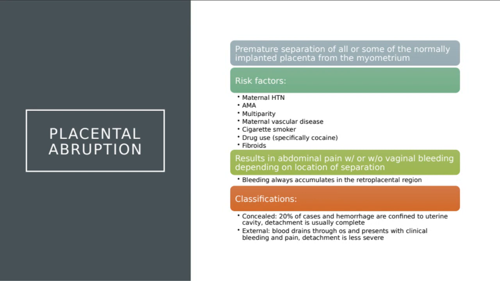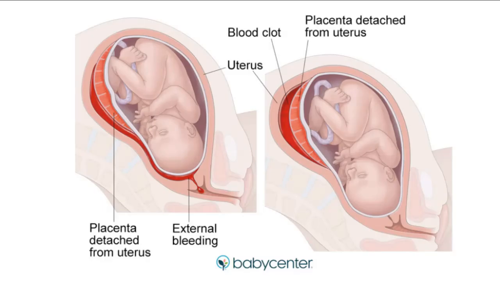Now, you would think that the vaginal bleeding classification is going to be a little bit more serious, but it's not. It's actually less severe because you still have a portion of that placenta that is attached. Now, if you look at the difference between the two classifications, let's look at our external first. So this border right up here is still attached, right? And then this border, this region, all detached.